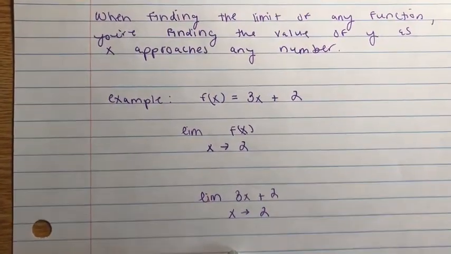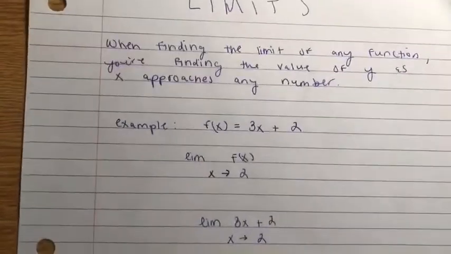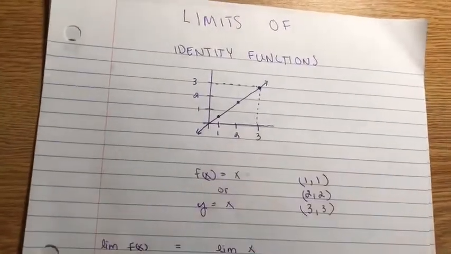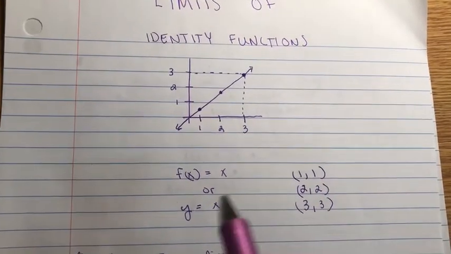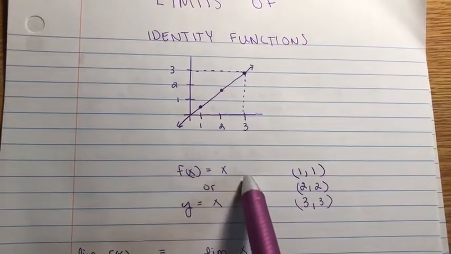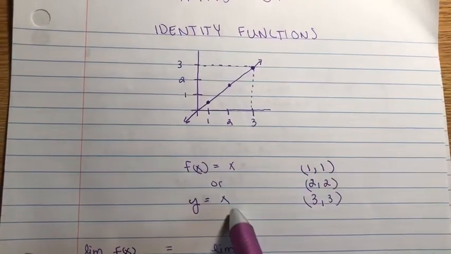But in today's video, we're not going to be talking about how to solve this type of problem. We're going to be talking about how to solve for the limits of identity functions. So an identity function is when your f of x equals x, or another way of saying that would be your y equals your x.